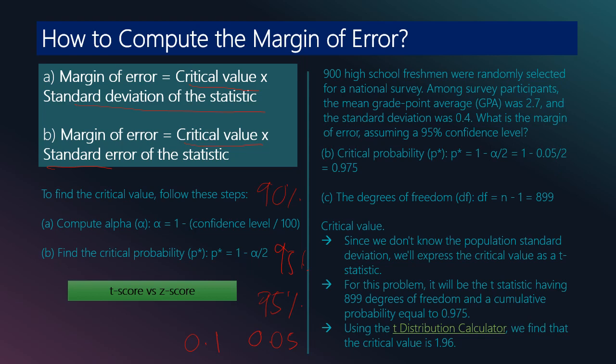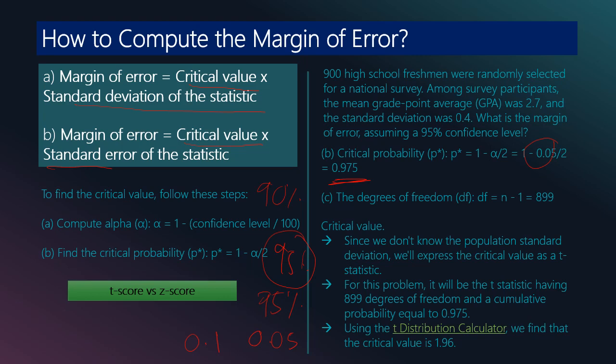Okay, kita tengok contoh ni. 900 school freshmen were randomly selected for a national survey. Among survey participants, the mean grade point average was 2.7 and the standard deviation was 0.4. What is the margin of error assuming a 95% confidence level? Jadi critical value dia P sama dengan 1 tolak alpha bagi 2. 95% confidence level, alpha dia 0.05 bagi 2. Dapatlah critical value 0.975.